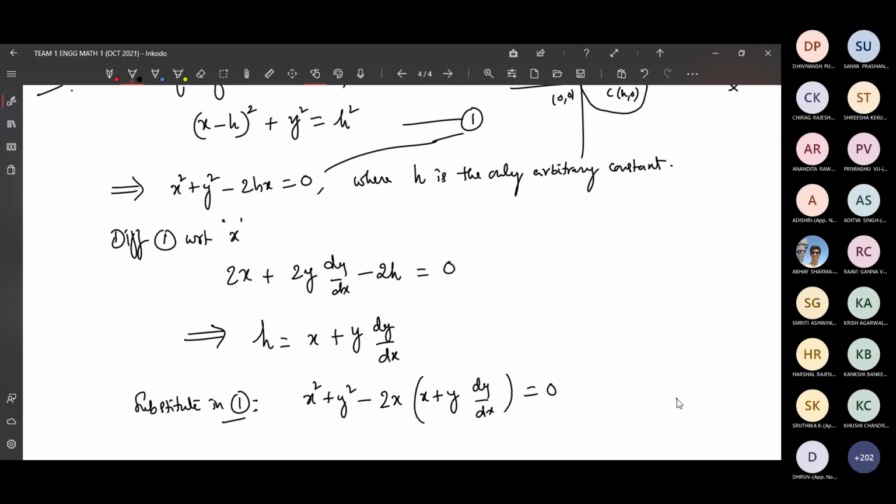Now one more step: 2xy dy by dx plus x square minus y square, because minus x square here and minus 2x square, I'm writing all together with the minus multiplied. So this is equal to 0, which is a differential equation which is free of constant.